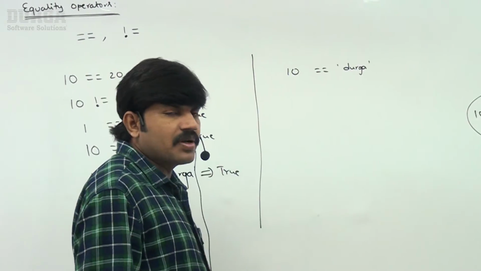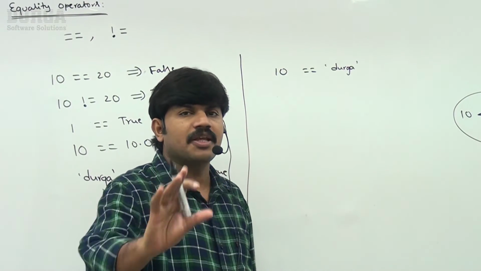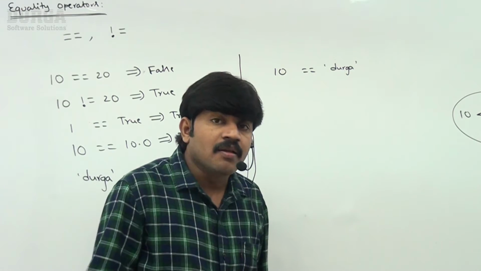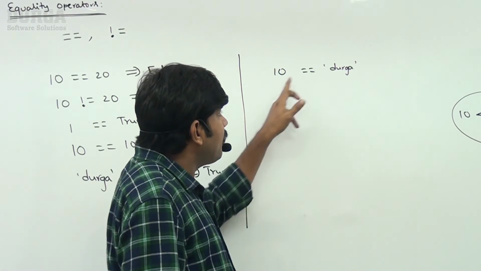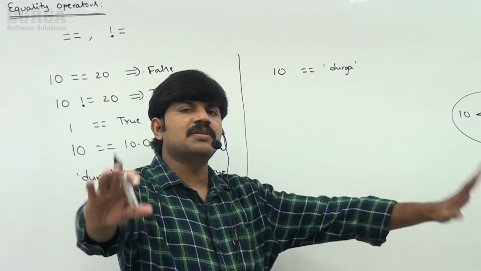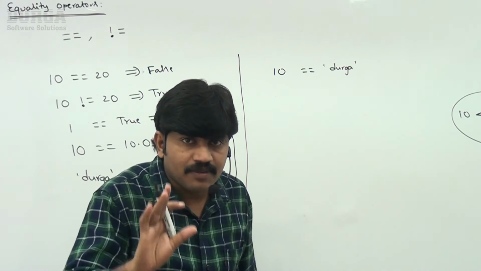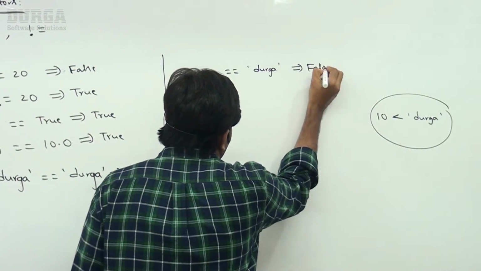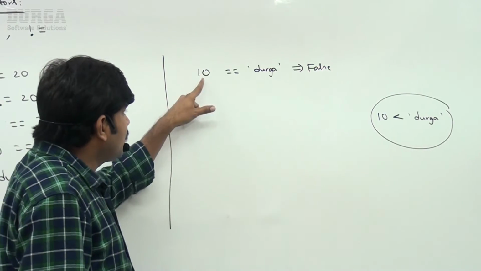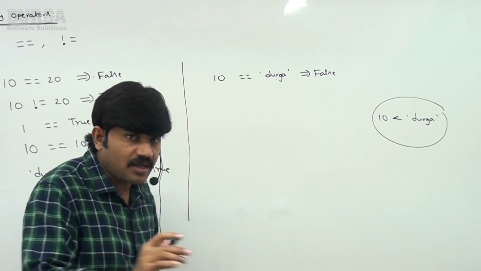In this case, what answer are we going to get? The important conclusion: equality operators are applicable for incompatible types also. If there is no compatibility between these two things, simply false is the answer. We never get any type error. False itself is the answer, because one is a number and the second one is a string. There is no compatibility, that's why false.